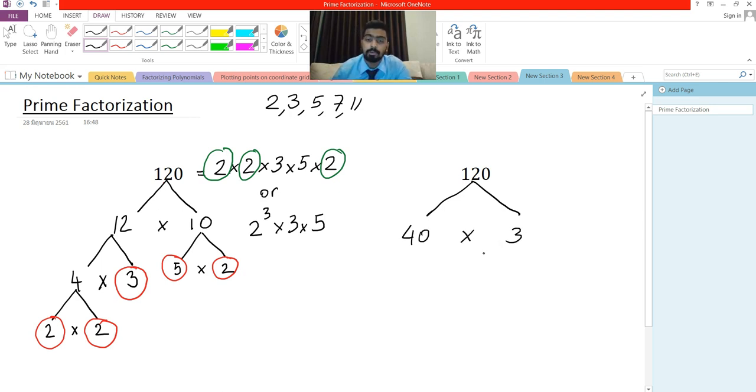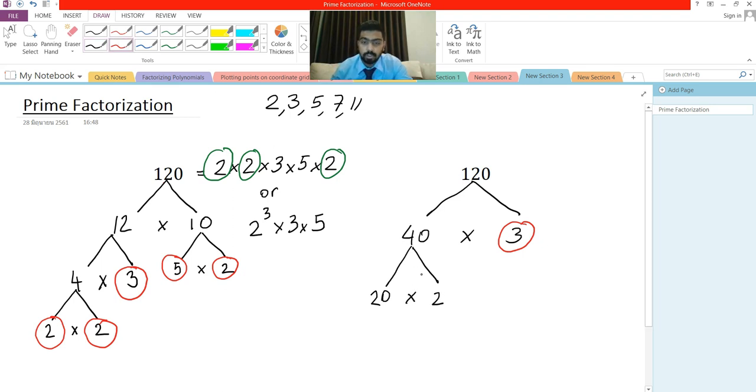So we have 40 times 3. Again, whenever we see a prime number, we are going to circle it, and we're not going to touch that number anymore. Now we see that 40, we can break it down again. Again, you can use any two numbers you want. You can use 10 times 4, you can use 8 times 5, you can use 20 times 2. It's totally up to you. So let us say I'm going to use 20 multiplied by 2.